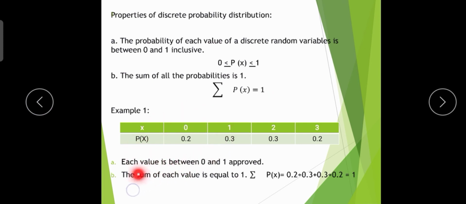So, yung properties number 2 naman. The sum of each value is equals to 1. So, ipapag-add lang natin itong mga probabilities na ito, 0.2 plus 0.3 plus 0.3 plus 0.2. This is equal to 1.